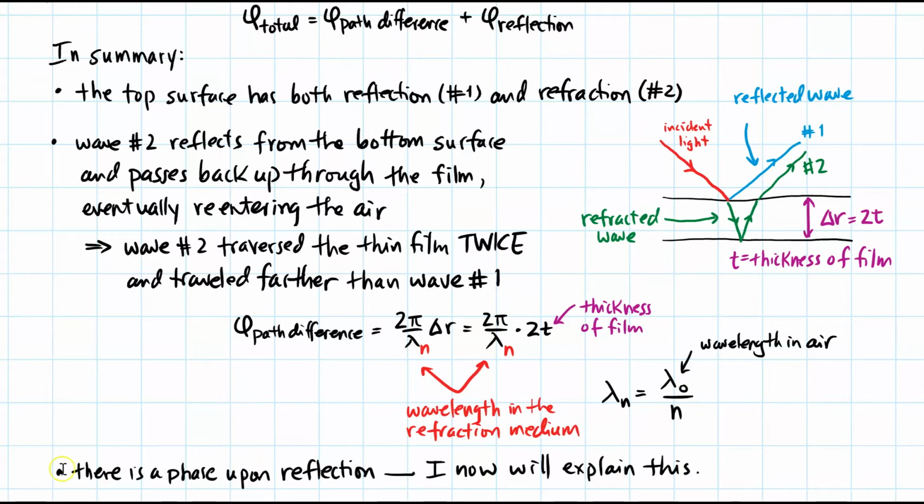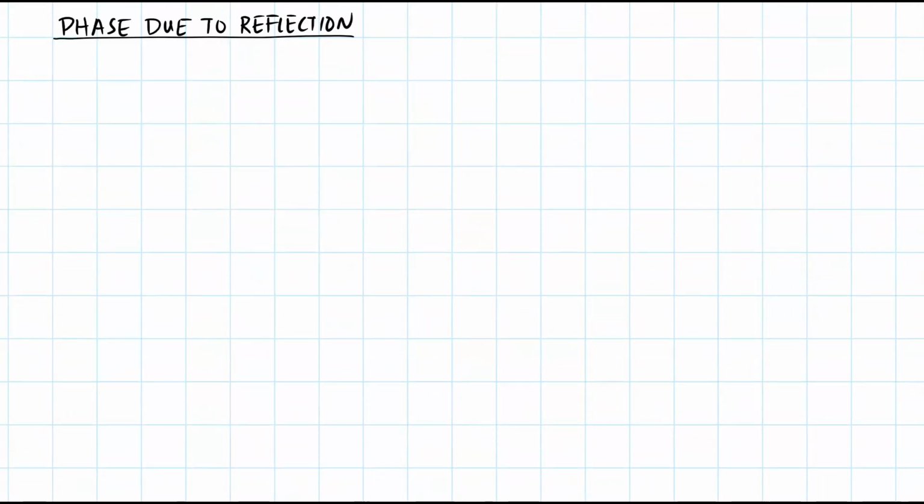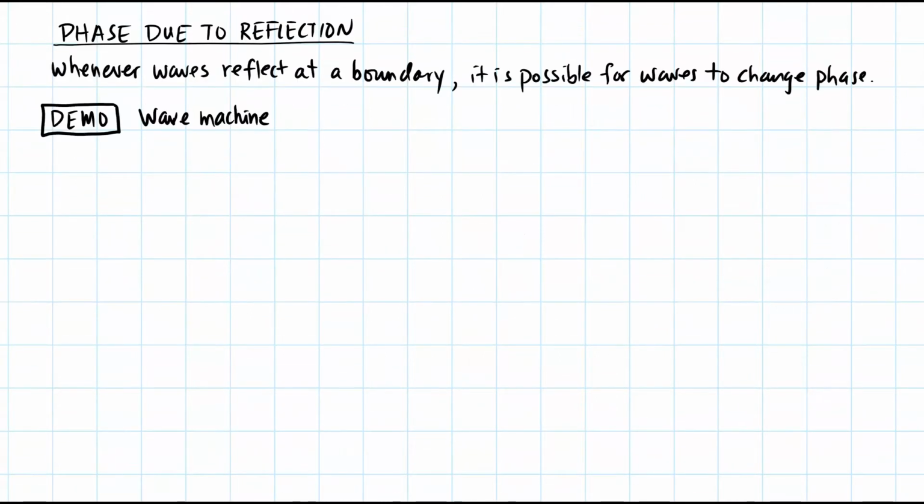We said here that when wave number 1 is reflected, there's a phase upon this reflection. This is what I will now go on to explain. Phase due to reflection. Whenever waves reflect at a boundary, it is possible for waves to change phase. The way I'll do this is a demo with the wave machine.